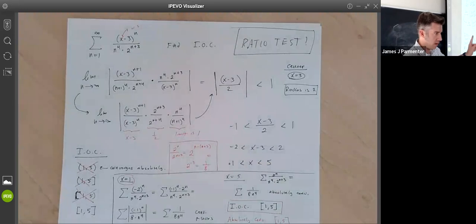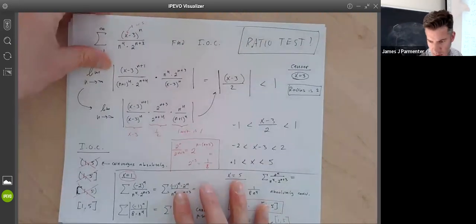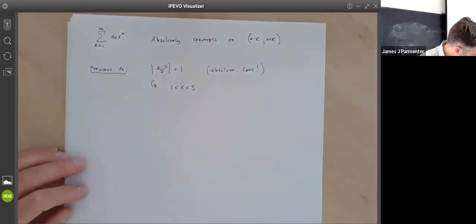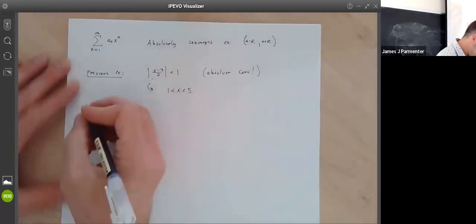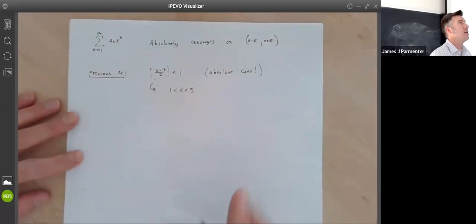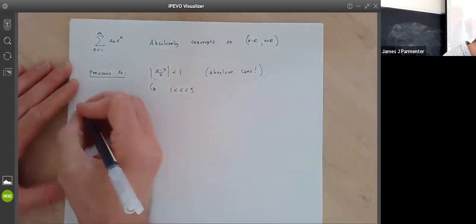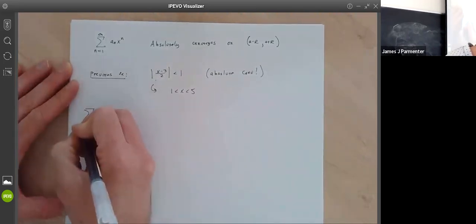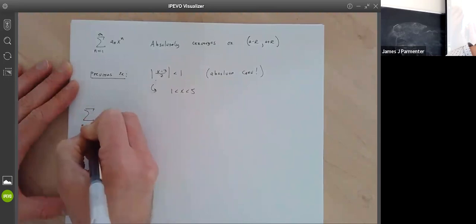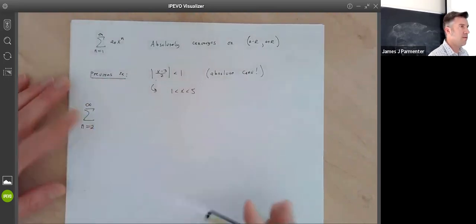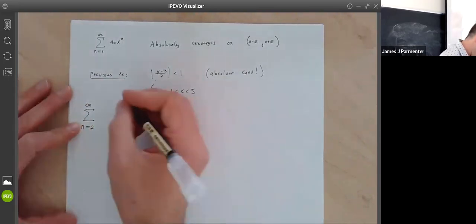Okay, all right, let's do another example. We have plenty of time. Let's not do that example. Let's do this example, and let's see how to make it fun and exciting and interesting. Sure, let's look at the sum from n equals 2 to infinity.